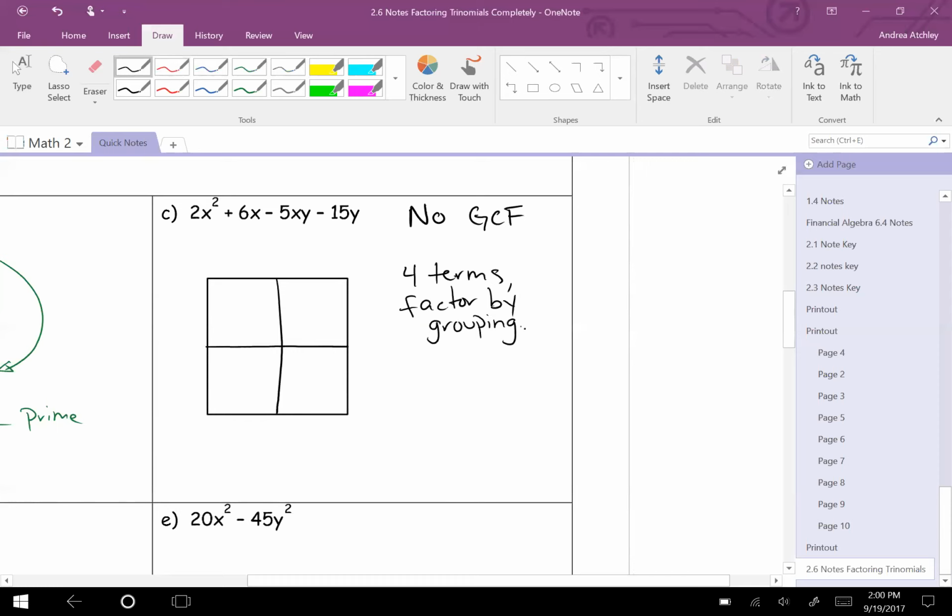So that means you don't need the circle in the middle because the middle terms aren't going to combine to anything. They're not like terms. So we just place the 2x squared, the 6x, the negative 5xy, and the negative 15y all here. And then we group the first two terms together.